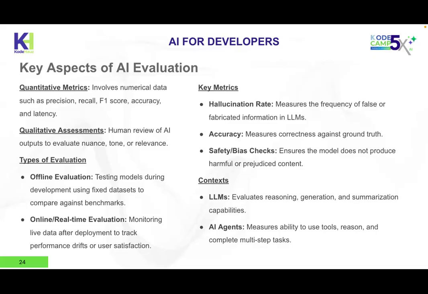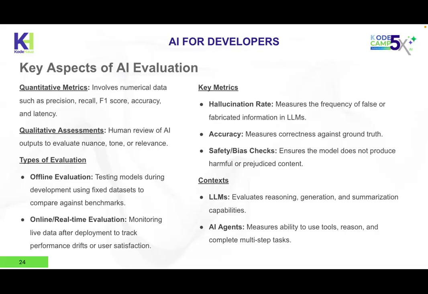So this is another kind of metric which ensures that the model does not produce harmful or prejudiced content. So what this means basically is that you are trying to check whether the content or the responses that the model gives is making sense or whether there's biases in that content. Okay, so those are some of the metrics that we will use.